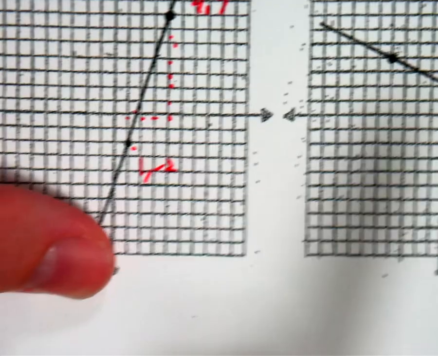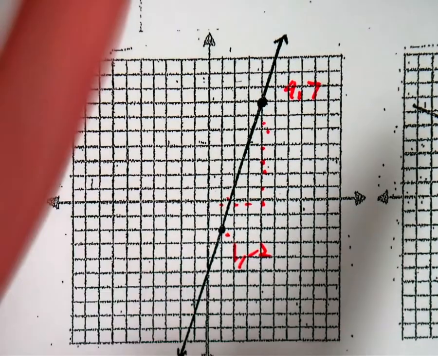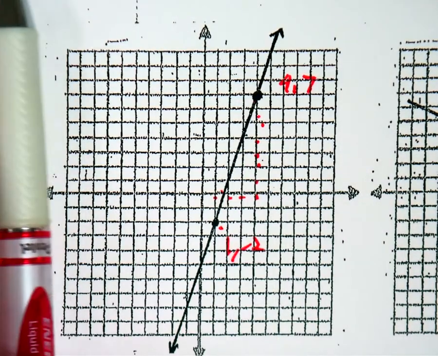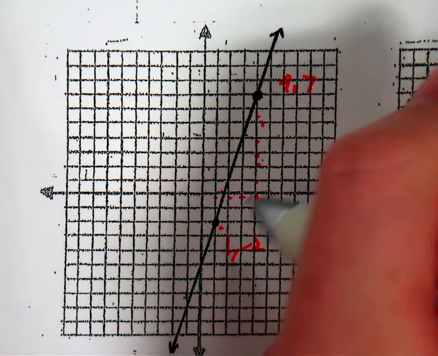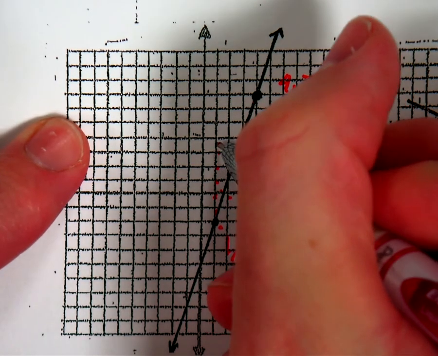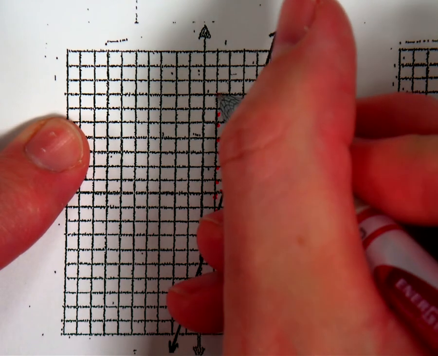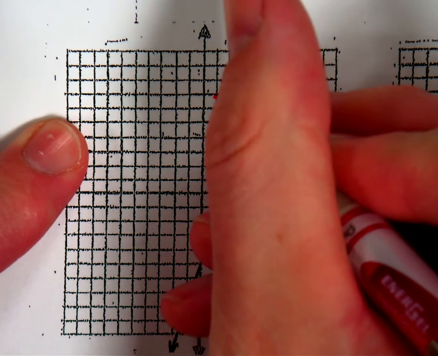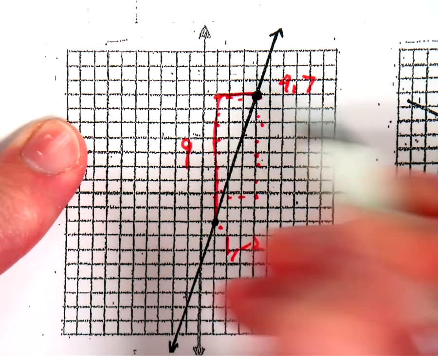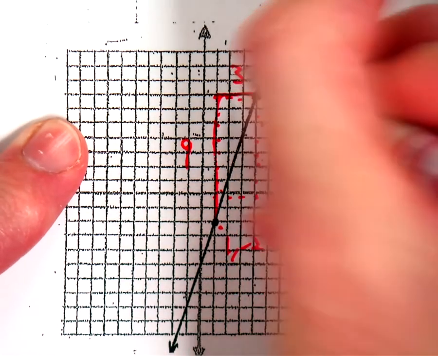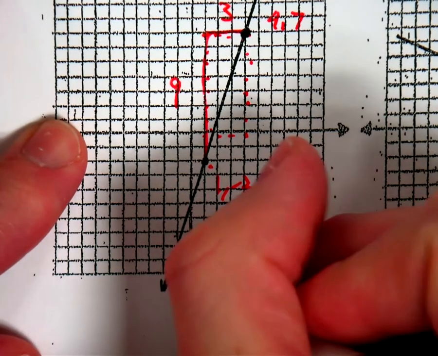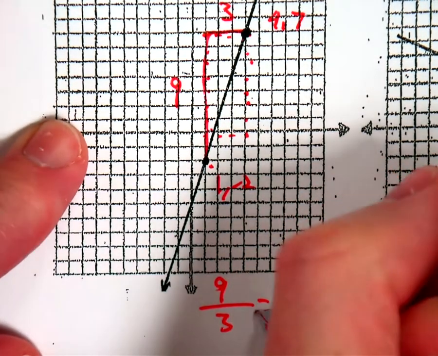So as you look at your line, reading it left to right, no matter if it's going up or going down, you read it left to right. What's the rise? 1, 2, 3, 4, 5, 6, 7, 8, 9 up. And 1, 2, 3 is my run out. So rise over run, we went up, so that's a positive 9. Always to the right, out 3. And my slope should be 3.